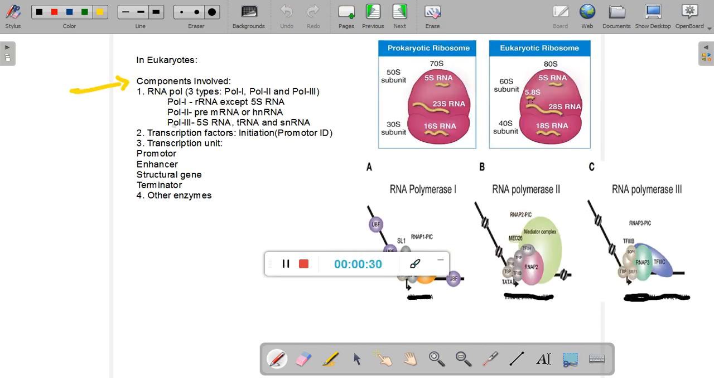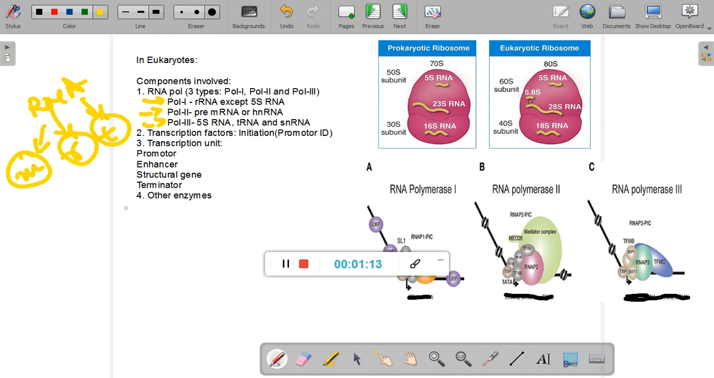Now let us start with the variety of components that are involved in the process of transcription in eukaryotes. The first component involved here are the polymerases. RNA polymerase, just like in prokaryotes. But here the great difference is that there are three different types of polymerase enzymes that are required for the synthesis of different types of RNA molecules. If you remember, there are three types of RNA molecules: the messenger, the ribosomal, and the transfer RNA. Three different RNA polymerases are required to produce these three different types. One type of RNA polymerase cannot produce all of them.